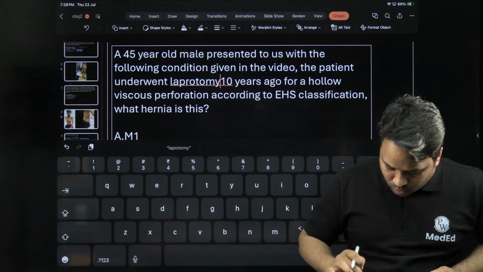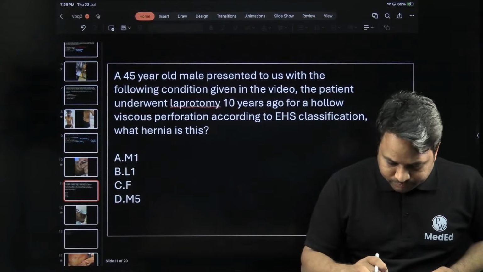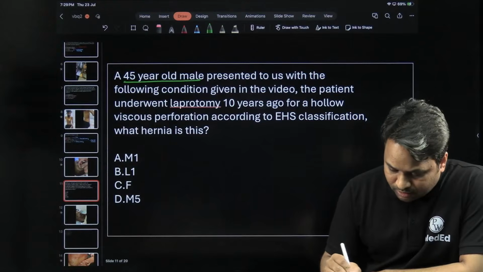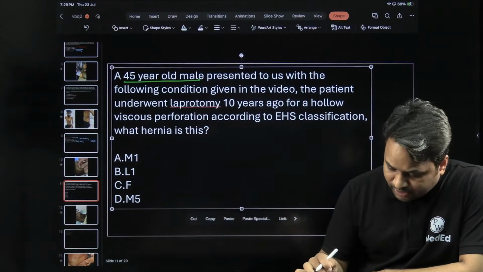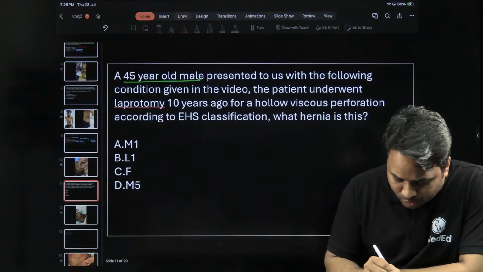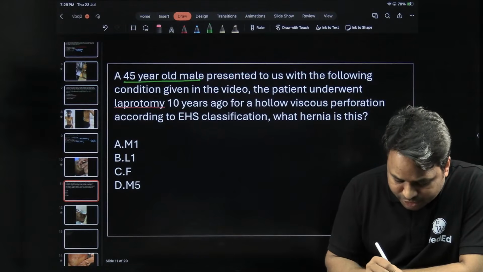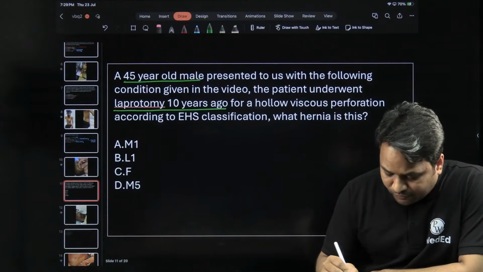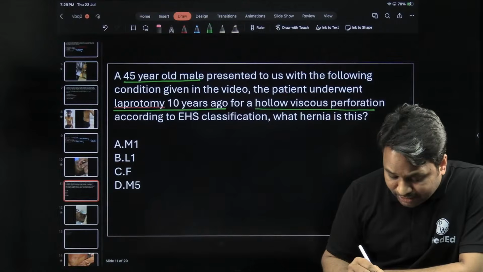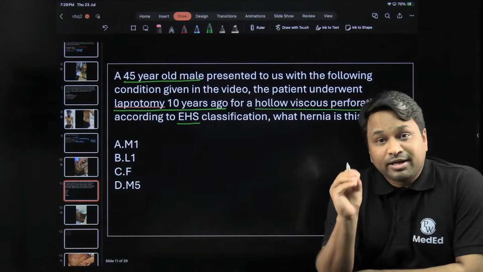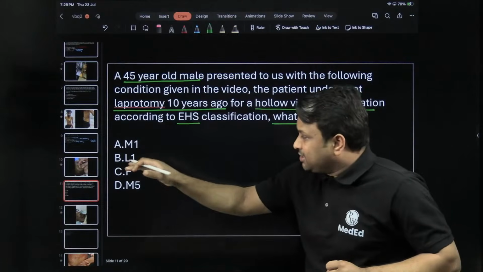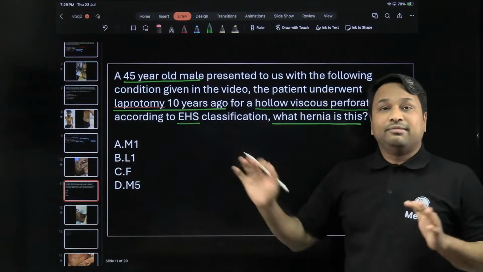Laparotomy 10 years ago. Now, I have a 45-year-old male patient presented to us with the following condition in the video. The patient underwent laparotomy 10 years ago. So, there's a previous history of surgery 10 years ago for a hollow viscus perforation. Could be because of peptic ulcer disease. According to EHS, that is European Hernia Society classification, what hernia is this? Is it an M1 hernia? Is it an L1 hernia? Is it an F hernia or an M5 hernia?